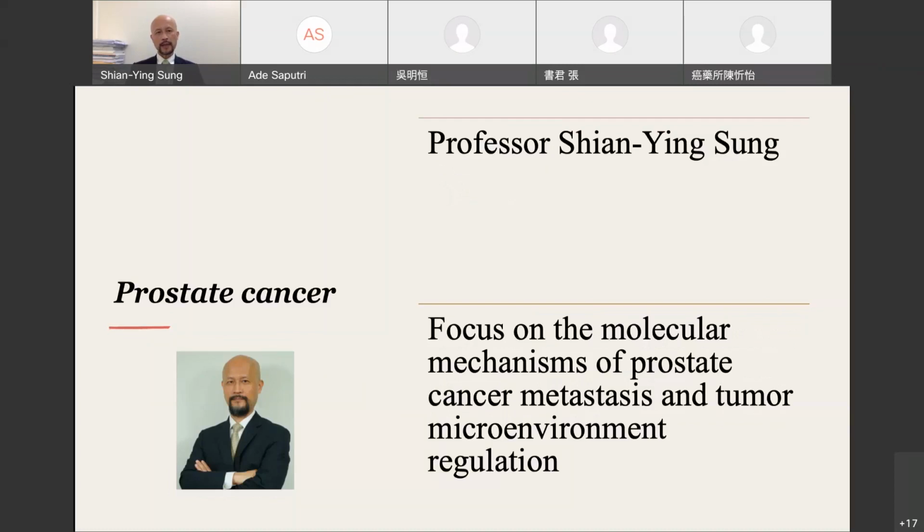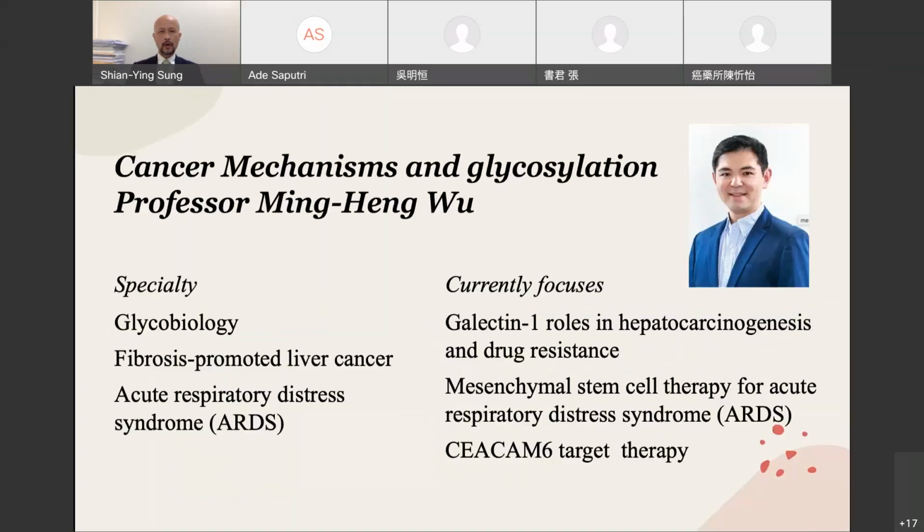Again, I personally not only focus on brain tumor, I also, as I mentioned before, focus on prostate cancer. So we focus on the molecular mechanism of prostate cancer metastasis and tumor microenvironmental regulation. And our chairman, cancer mechanism study and glycosylation by Professor Mingheng Wu.